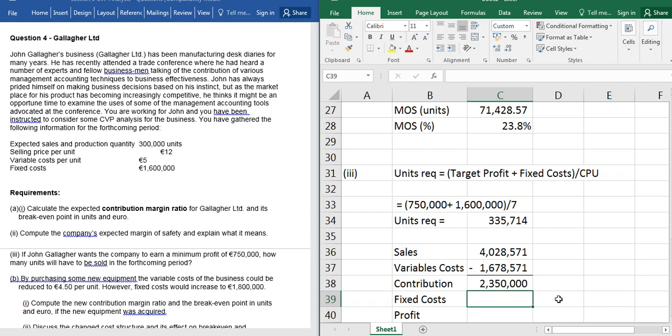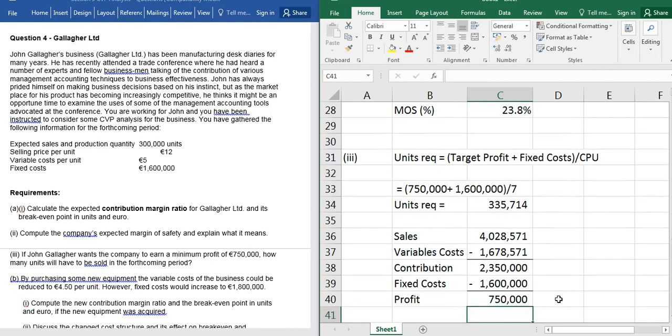So think about it, that's the figure we wanted. Take off our fixed costs, which are 1.6, and your profit that you're left with, if you sell that amount of units, is your 750 that we wanted. So again, a clear point there is no harm to sense check early on, are you coming up with the right figure? But you see how CVP can be used there for very practical insight. If you have a target profit in mind, you can work back to the number of units.